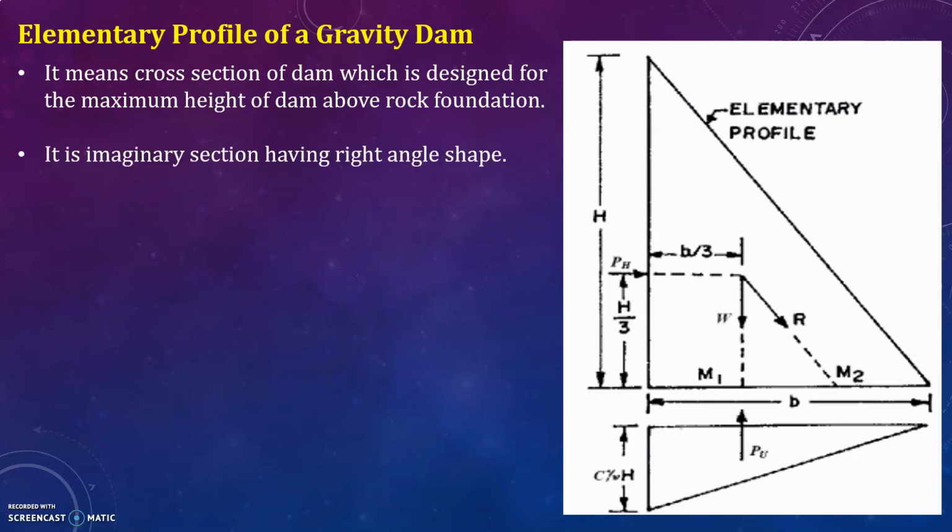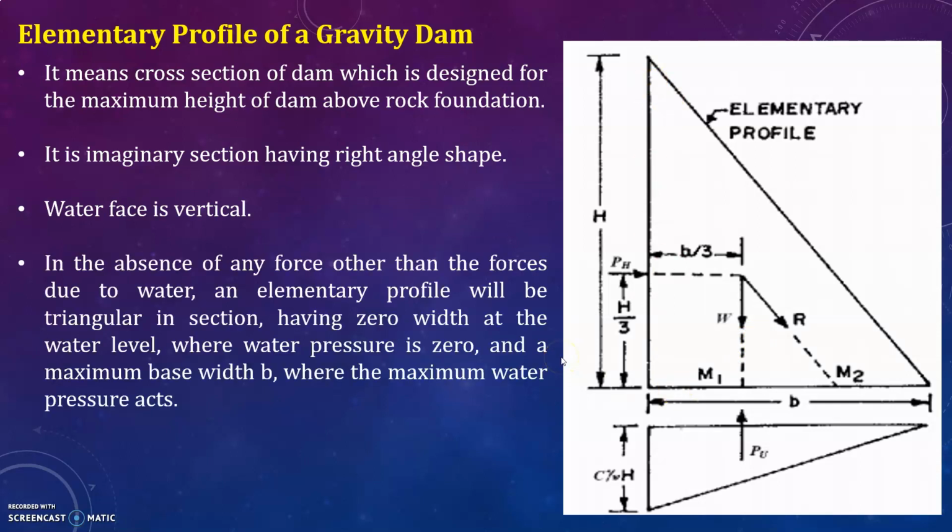It is an imaginary section having a right angle shape. You can see here, this is a right angle shape. Water face is vertical here. Then, in the absence of any force other than the forces due to water, an elementary profile will be triangular in section. You can see here, this is triangular in section having zero width at the water level, where water pressure is zero, and a maximum base width B where the maximum water pressure acts.